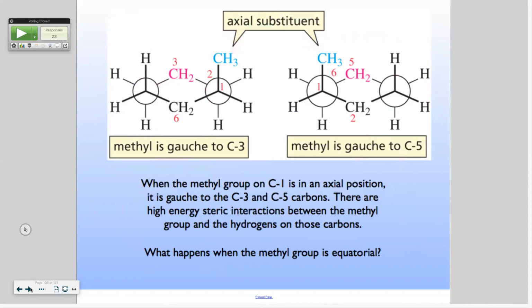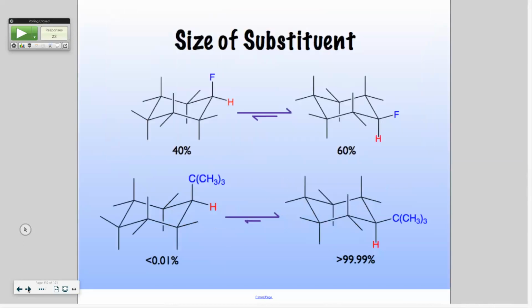Why did I write, what happens when the methyl group is equatorial? Oh, I don't know why I wrote that.